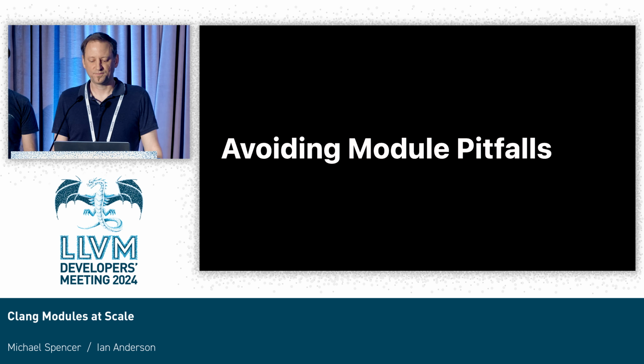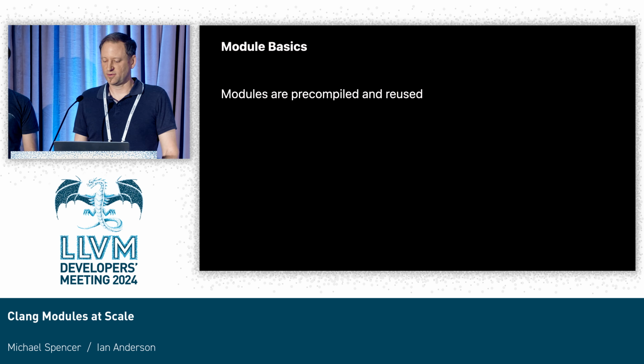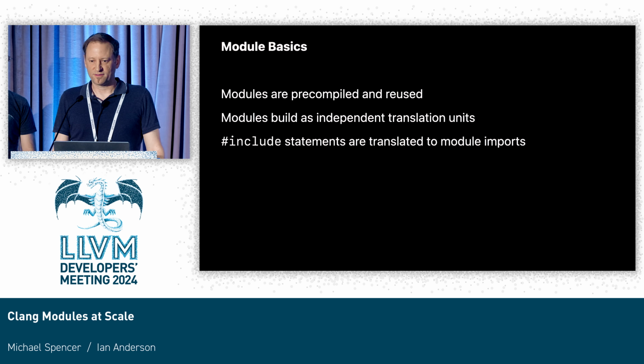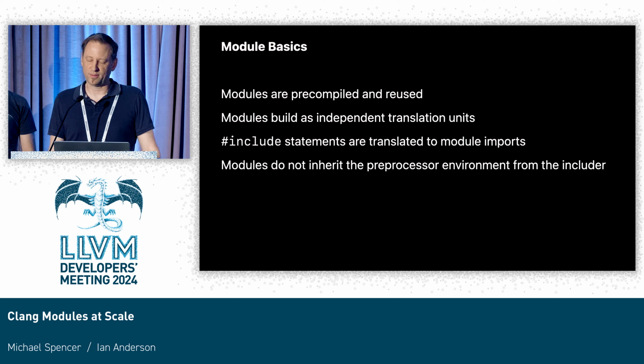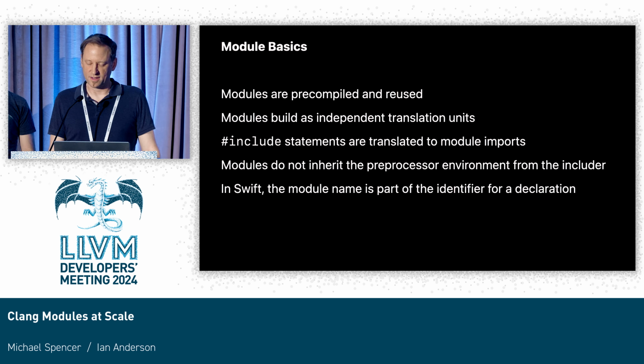information about modules. So modules are precompiled and reused. They build as independent translation units, like we said. Include statements are translated to module imports, which is an important point, because modules do not inherit the preprocessor environment from the includer. And this is a pretty big departure from C and is actually the source of many of these pitfalls. And then finally in Swift, the module name is part of the identifier for a declaration. So that means for declarations with the same name, if they're in different modules, they are distinct types and type merging does not apply.